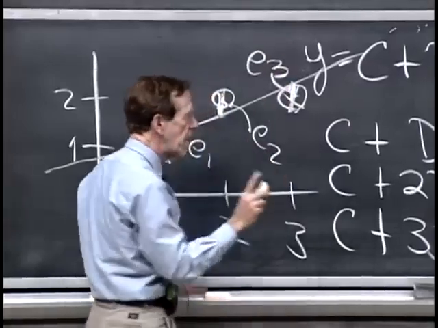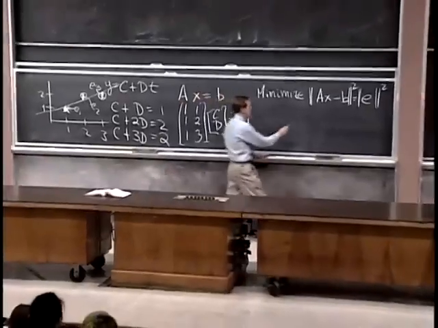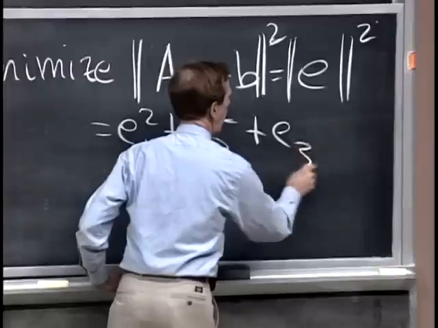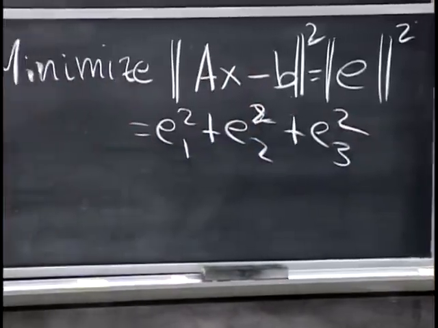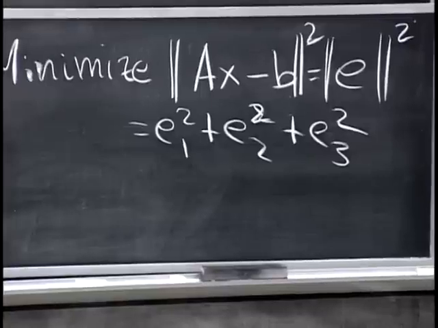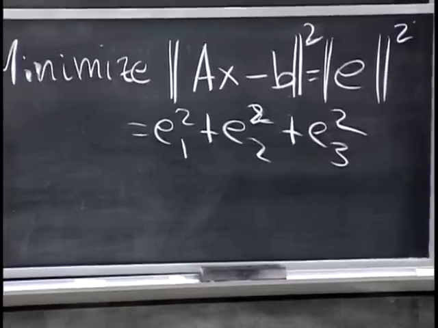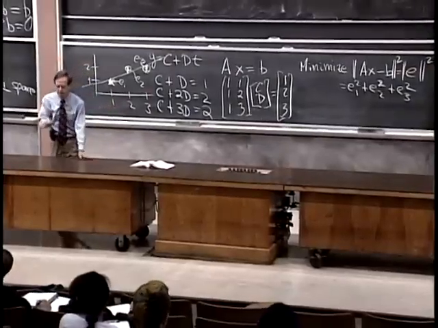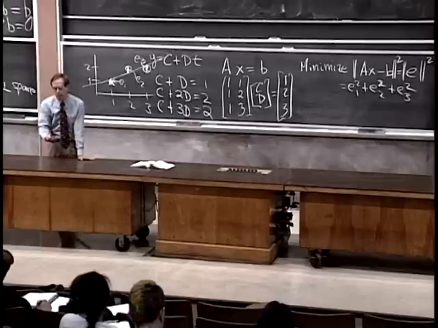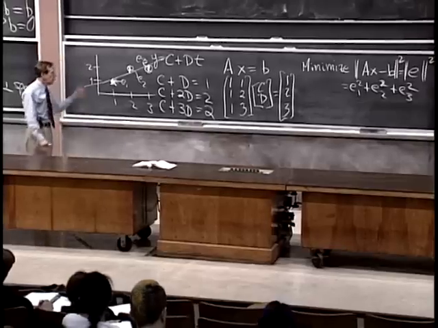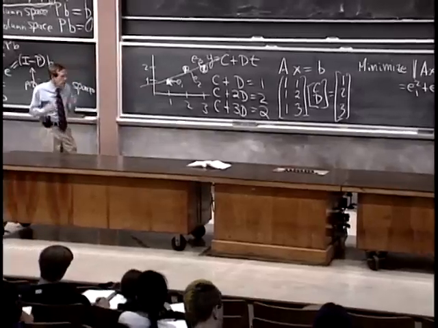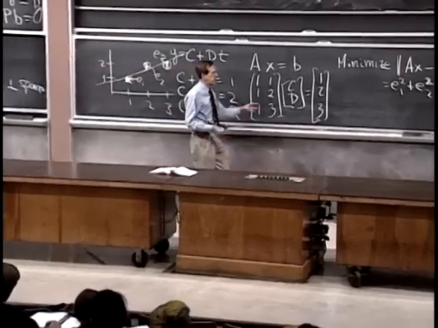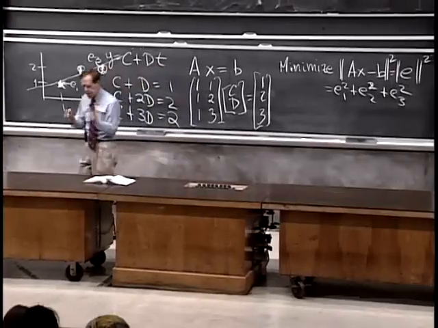And what's my overall error? It's E1 squared plus E2 squared plus E3 squared. That's what I'm trying to make small. This is a big part of statistics. Fitting straight lines is a big part of science, and specifically statistics, where the right word to use would be regression. I'm doing linear regression here. And I'm using this sum of squares as the measure of error.